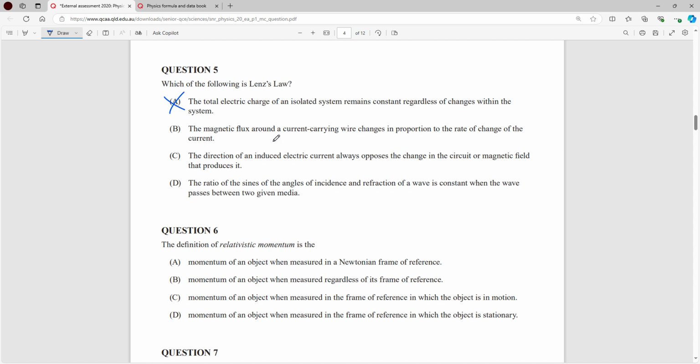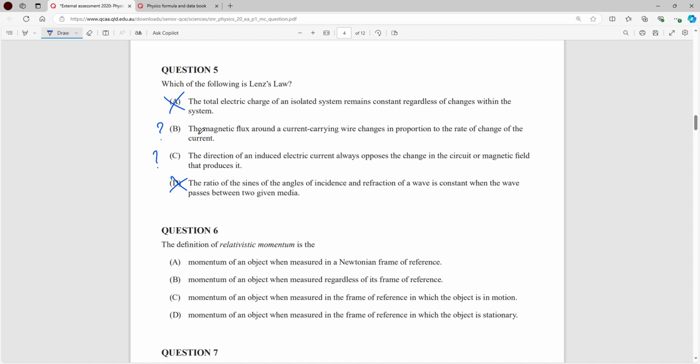B, magnetic flux around a current carrying wire produces a proportional rate of the current. That looks promising, perhaps. Now here, the direction of an induced electric current always opposes the change in the circuit or magnetic field. No, actually that could be it. I'll have to double check what I put. So we'll put a question mark there, just because we've just got to break these definitions apart. The ratio of sines of angle, okay, that's definitely not it. That's like Snell's law, okay? So it's between B and C.